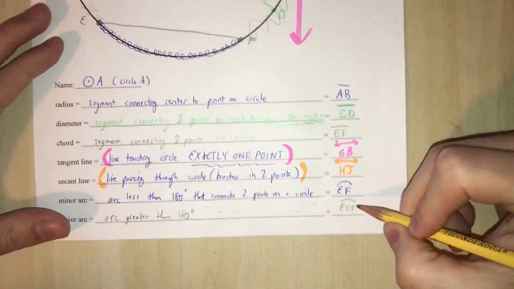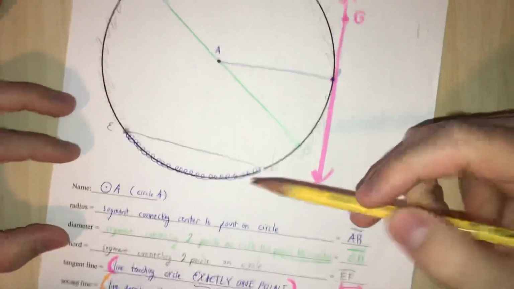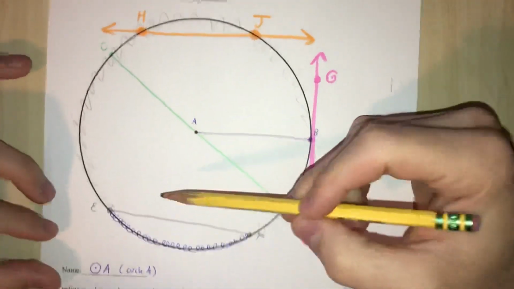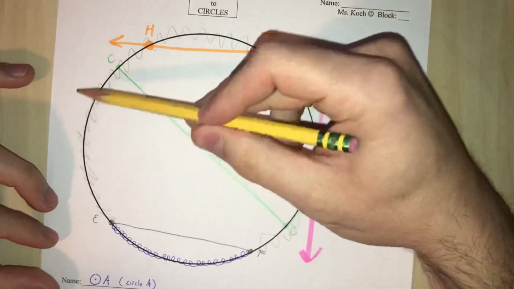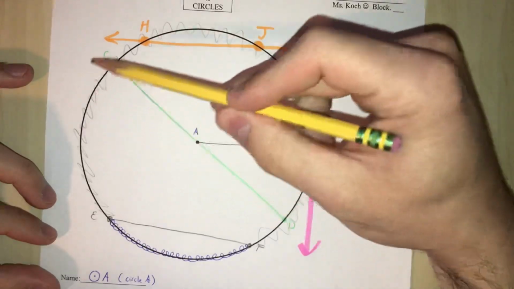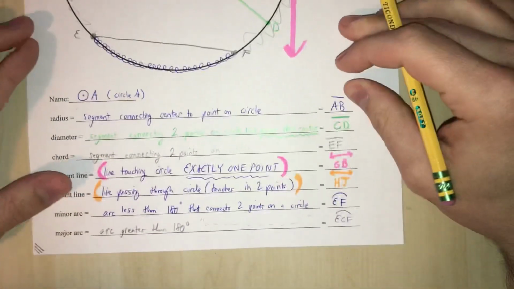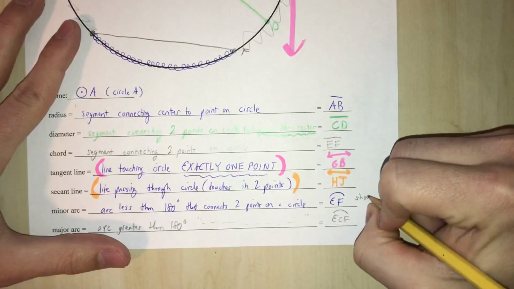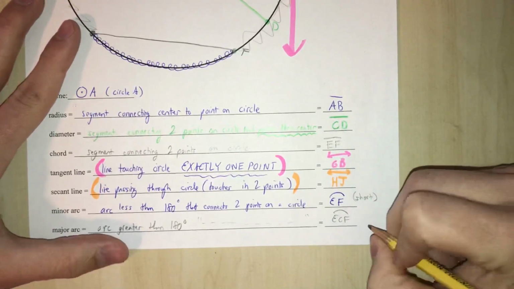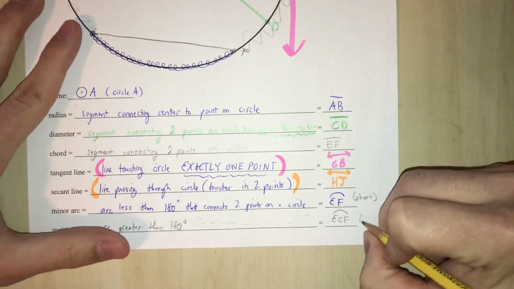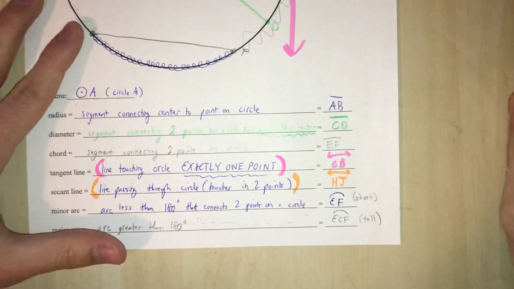So I'm gonna call that ECF, big boy arc, okay? So again, we have to put 3 letters because if I said EF, you don't know if you're going a short way or a long way. So we say ECF to say, okay, this is going all the way through E, through C, all the way to F, okay? So this is the short one. That's what the minor arc was. And the major arc, this is the tall one.